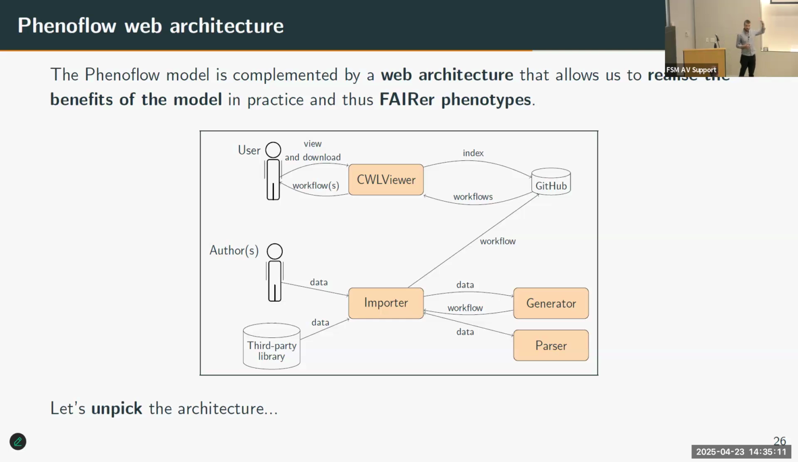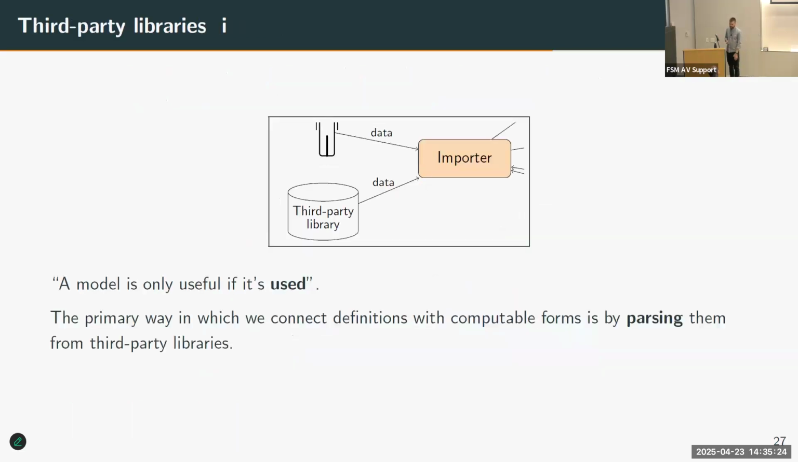Effectively, what we try and do with this software version of Phenoflow, this software architecture, hence the word architecture in the title, is we try and bring this model to the phenotyping space. We try and help make these benefits more broad in terms of phenotypes. And how do we do that? Well, someone reviewing our first Phenoflow paper once said, a model is only useful if it's used, right? It's all very well throwing out this model into the world and expecting people to use it. So how do you get around that?